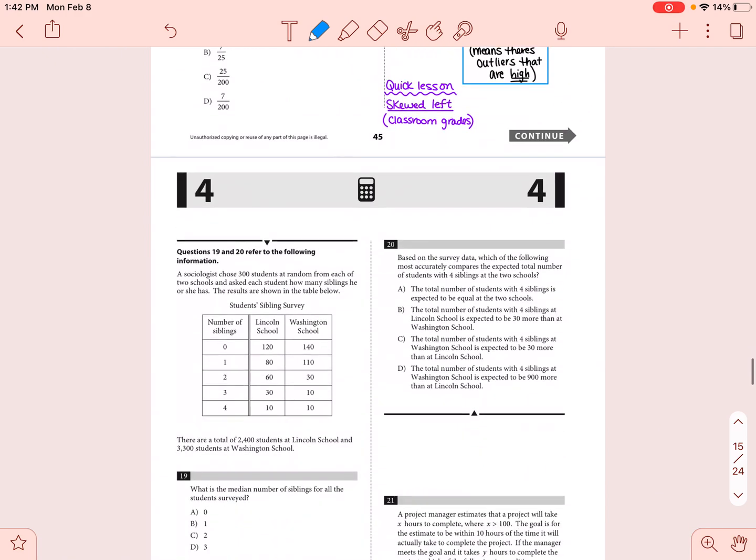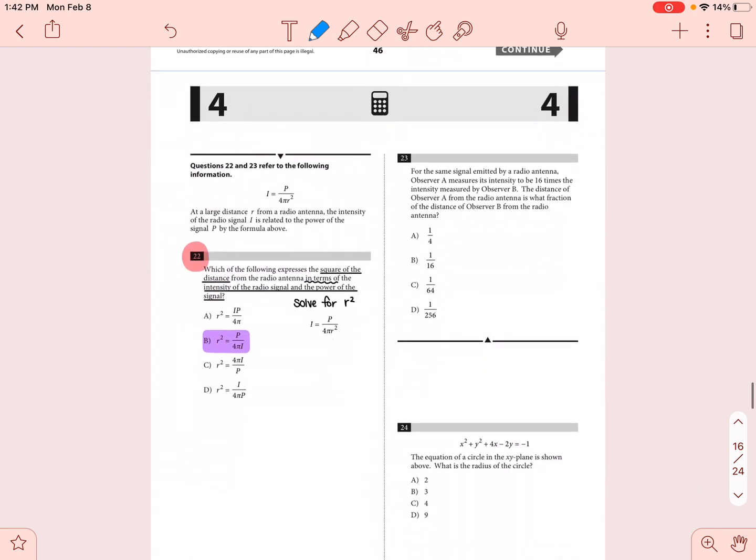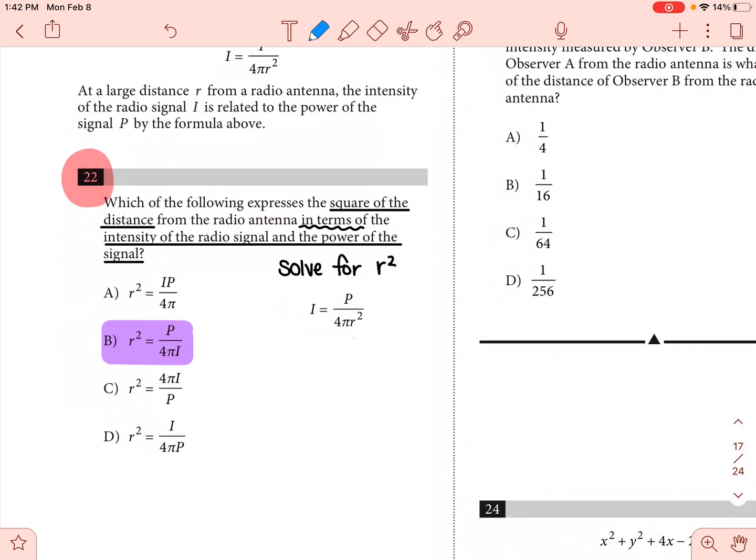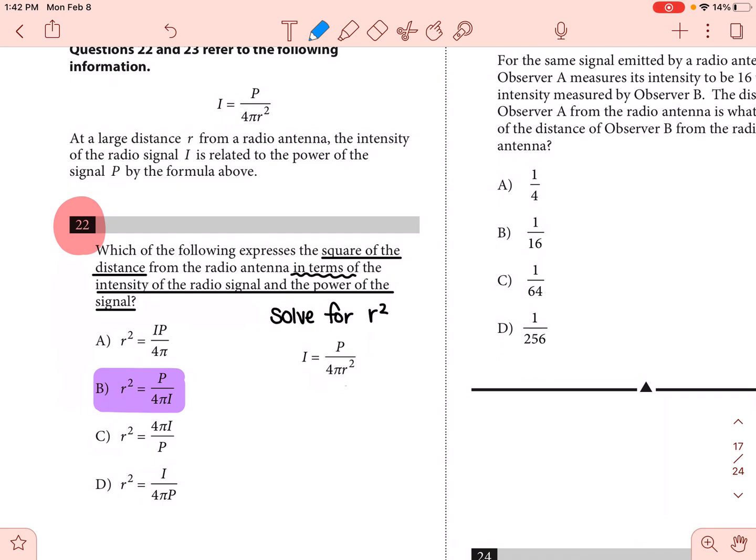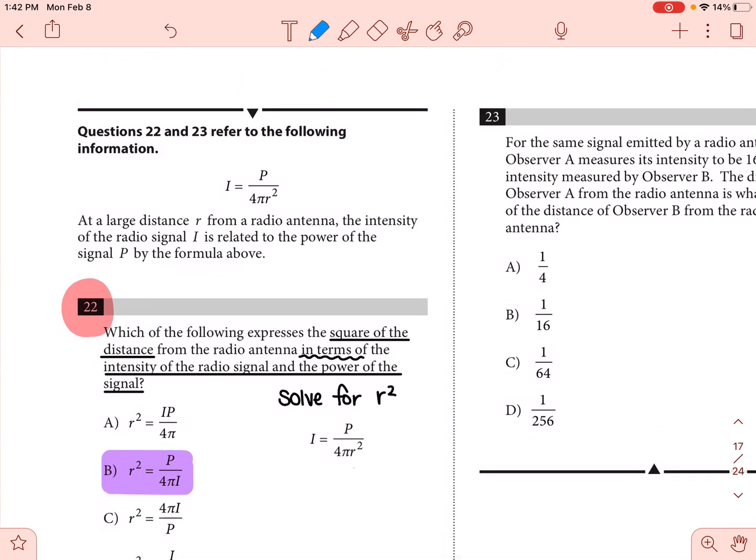Let's go on. The next problem we are going to do is number 22. So guys, when I first read this, I was so confused, but they give you some information up here. They give me an equation and it talks about what each letter represents. At a large distance R from a radio antenna, the intensity I is related to the power of the signal. So this one says, which of the following expresses the square of the distance in terms of the intensity of the radio signal and the power of the signal?